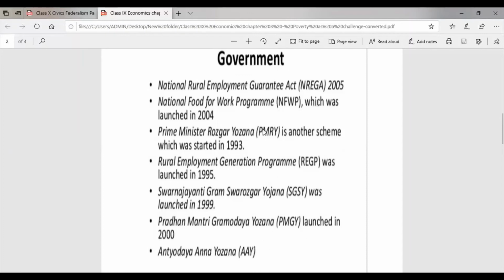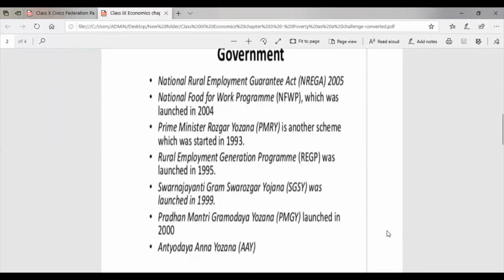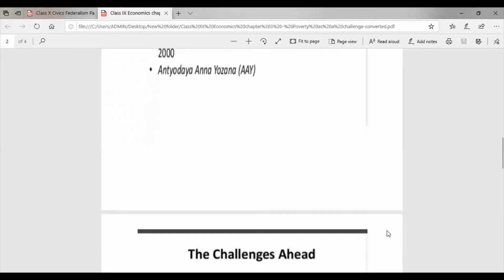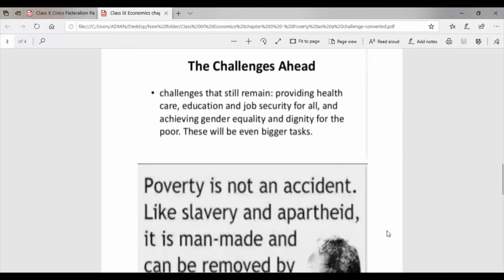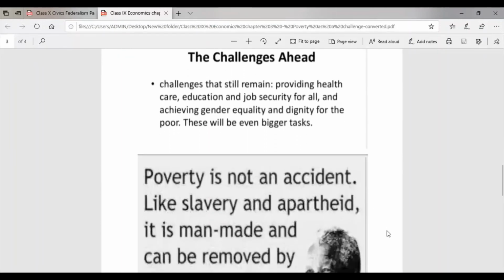So these are some of the important anti-poverty measures undertaken by the government. Now let's move on to the last subtopic of this chapter, explaining about the challenges ahead. Poverty has certainly declined in India. However, despite the measures that have taken place, we still have many challenges. That is, providing healthcare facilities to each and every person at an affordable price.